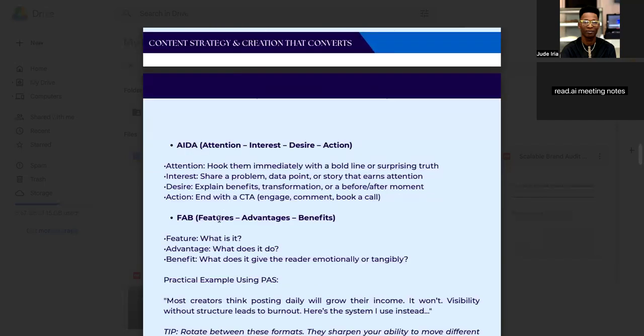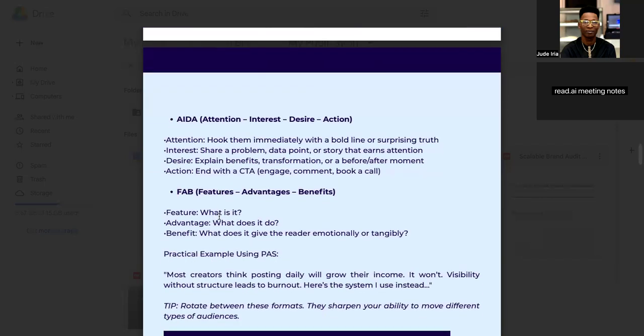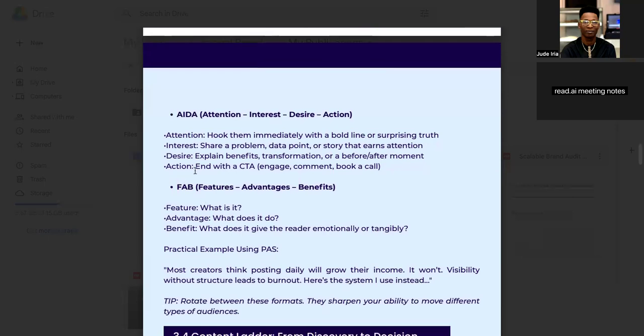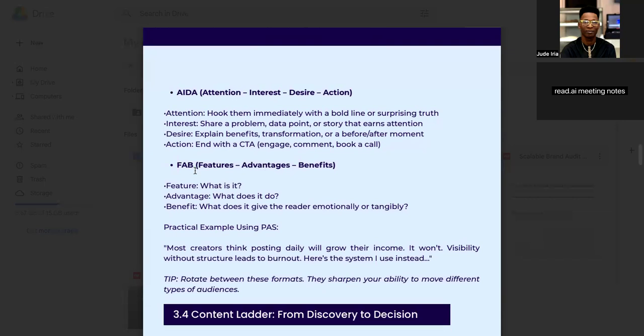Then the next one is the FAB formula, which stands for features, advantages, and benefits. Features are what it is. Advantages are what it does. Benefits are what it gives the reader emotionally or tangibly. Understanding this FAB formula can help you sell a product, a book, a live session, a workshop, whatever it is.